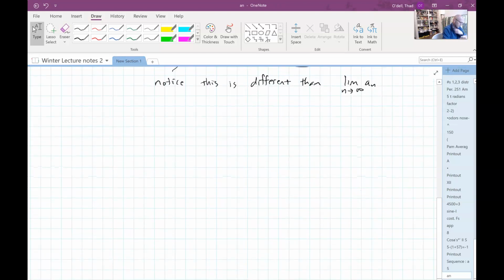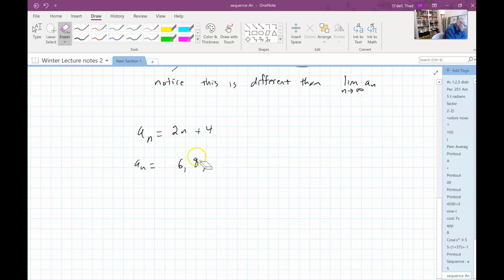So just a real quick example. Let's say the sequence is a sub n equals 2n plus 4. So if we just list the terms of the sequence, the first term would be 6. The second term would be 8. The next term would be 10. Next term would be 12. The next term would be 14. And we can just keep producing these all day long, right?